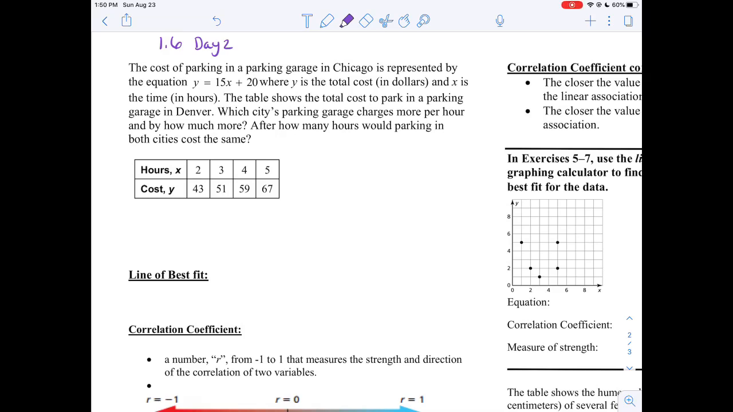Hi everyone, this is day 2 of lesson 1.6, Modeling with Linear Functions. And here's our first example. The cost of parking in a parking garage in Chicago is represented by the equation y equals 15x plus 20, where y is the total cost in dollars and x is the time. So a parking garage in Chicago is represented by this equation.